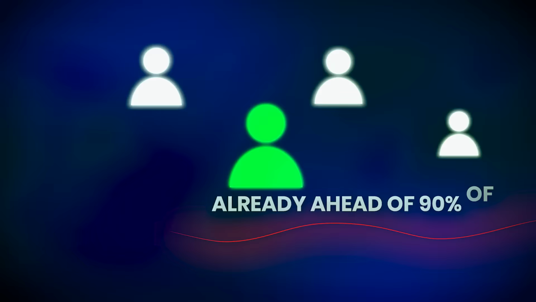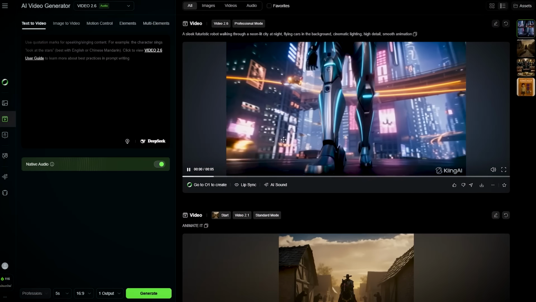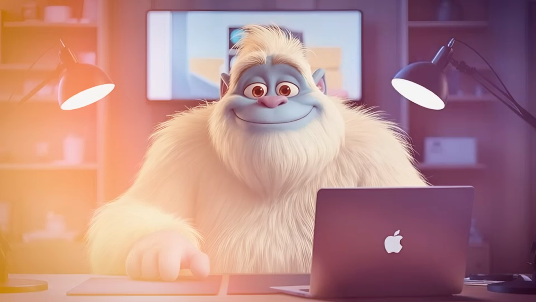Tip 1. Generate during off-peak hours. Free tier during US daytime? You might wait 2-3 hours. Same generation at 3 a.m. US time? Sometimes under 30 minutes. I'm not kidding.